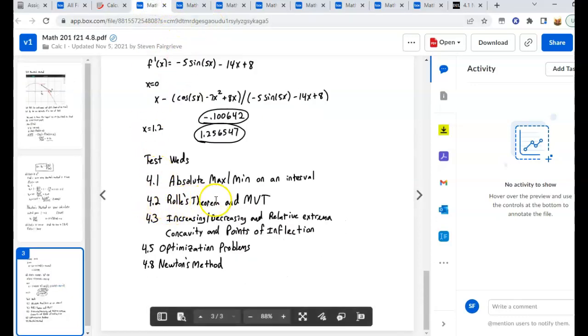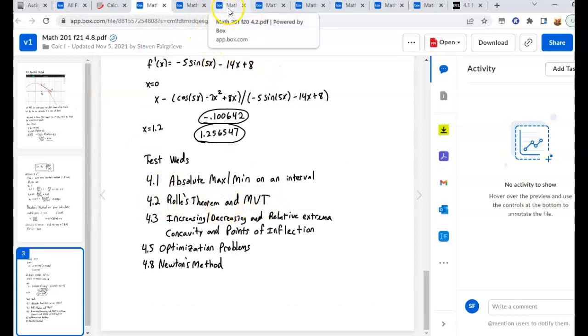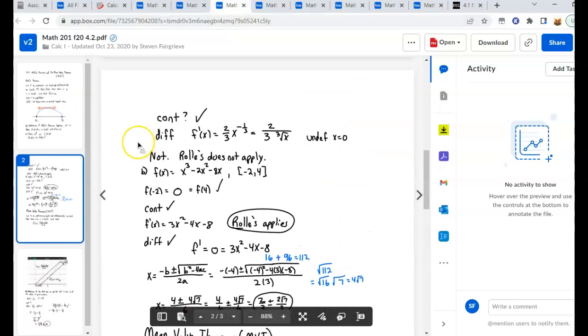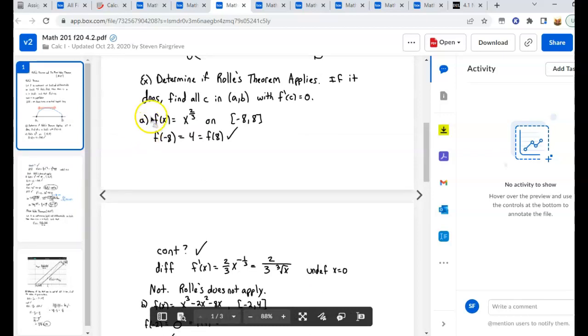We then talked about Rolle's theorem and mean value theorem. Those are both existence theorems. So what you're going to be asked to do is verify whether or not Rolle's theorem can be applied. So here we had an example with x to the 2/3. It is continuous, and the two endpoints do equal. That's one of the other requirements for Rolle's theorem. But it doesn't have a derivative at 0. Right? 0 is in that interval, so it's undefined there, so it's not differentiable there. So that one, we just say it doesn't apply, and then we're done.